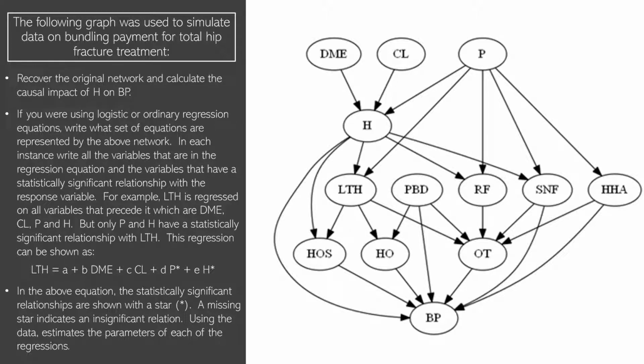For instance, LTH is regressed on all variables that precede it, which are DME, CL, P, and H. But only P and H have a statistically significant relationship with LTH. In the equation, the statistically significant relationships are shown with a star. A missing star in this case indicates an insignificant relation.